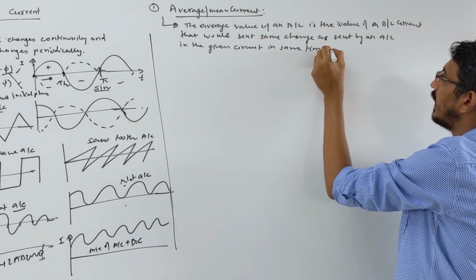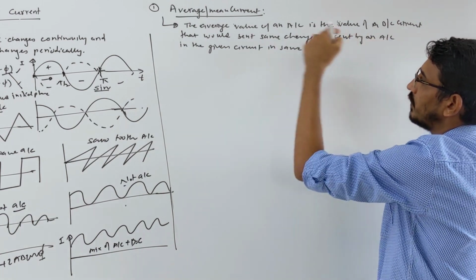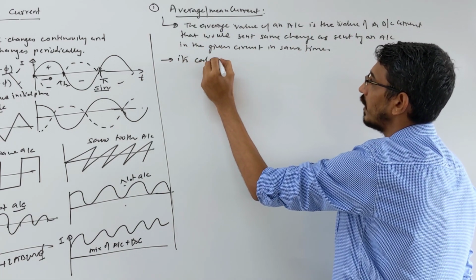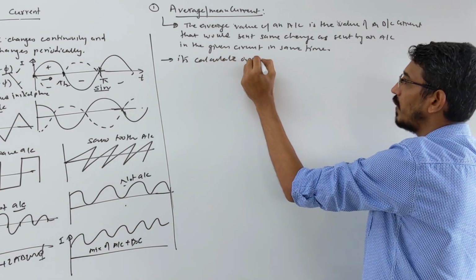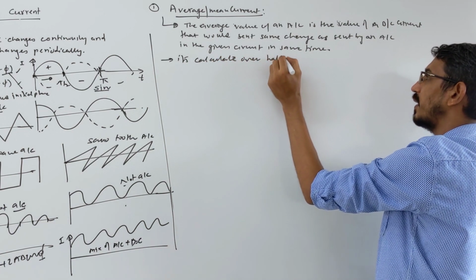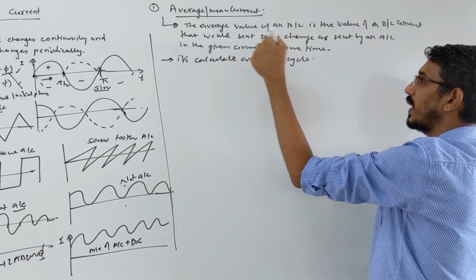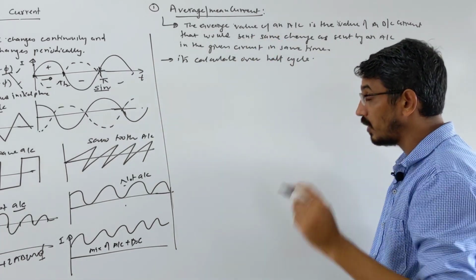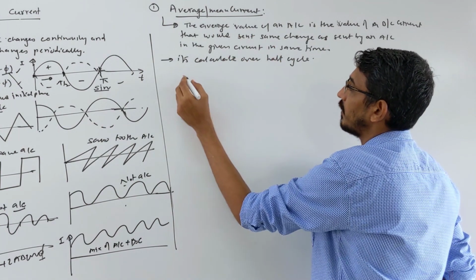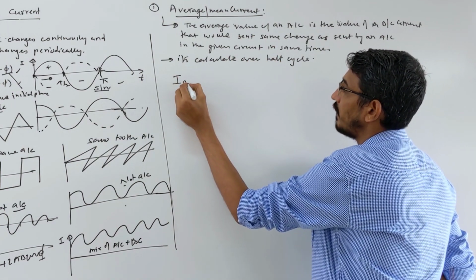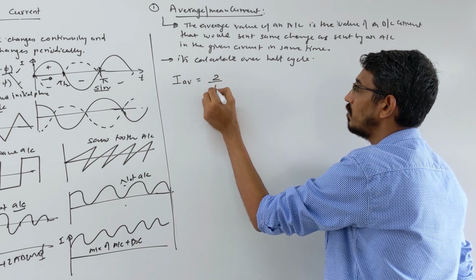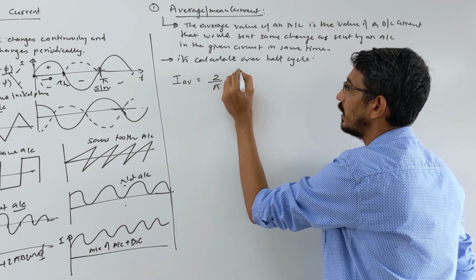So this we calculate over, let's write here, is calculated over what? Half cycle. This is the calculation for our half cycle. Why not complete cycle? We will talk. So how much does this come to? I average comes to 2 by pi times I naught, right? Everybody knows this.